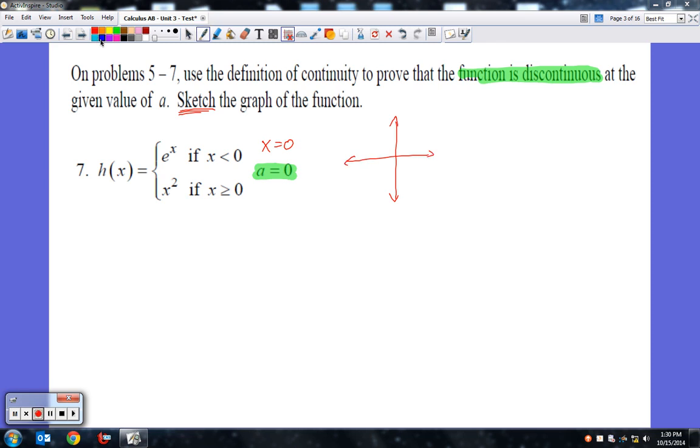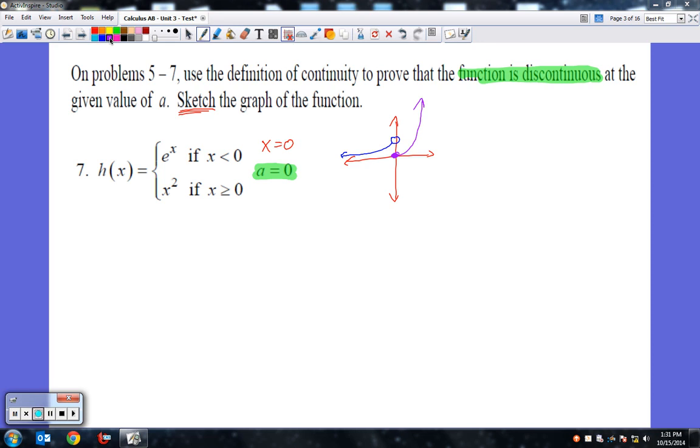And I can see that e to the x, which normally would look like this, is only going to be defined for everything less than 0. So I'm going to go ahead and open this up here and then graph to the left. This other function, x squared for x greater than or equal to 0, is going to be starting at the origin, and it's going to be to the right. And there's our two pieces of this piecewise function.